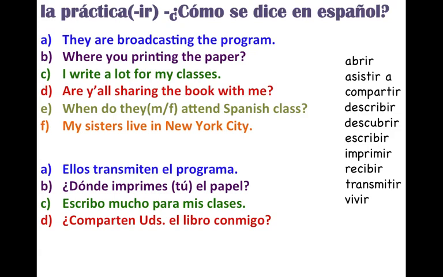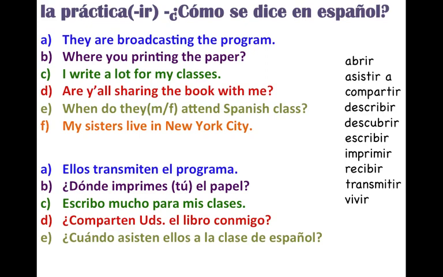Letra A. When do they, and the group is masculine and feminine, attend Spanish class? ¿Cuándo asisten ellos a la clase de español? Remember, it's asistir a, that a, to attend to the class.